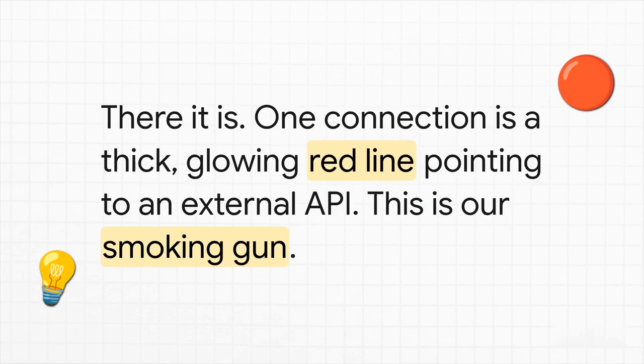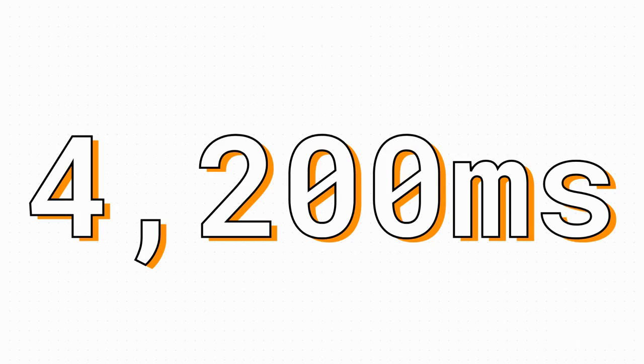That's our aha moment. That one bright, angry, glowing red line pointing straight to an external API. Folks, that is what we call a smoking gun. We can literally see the problem right there. And just how bad is it really? Well, we click on that red line and the number just jumps out. 4,200 milliseconds. Let that sink in. That is over 4 seconds that our app is just sitting there waiting for every single user request. We found our culprit. Case closed.